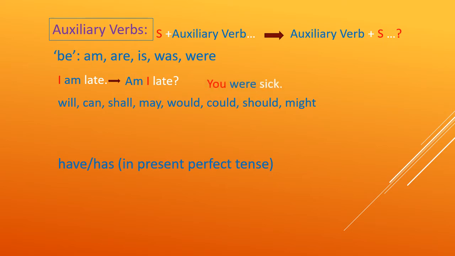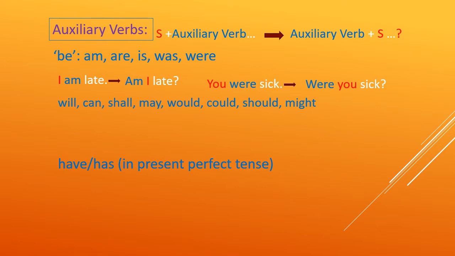Another example. You were sick. "You" is the subject, "were" is a be verb, and the question becomes "Were you sick?" We just swap the positions of the subject and the be verb to make a question. All right, now let's move on to the other auxiliary verbs.